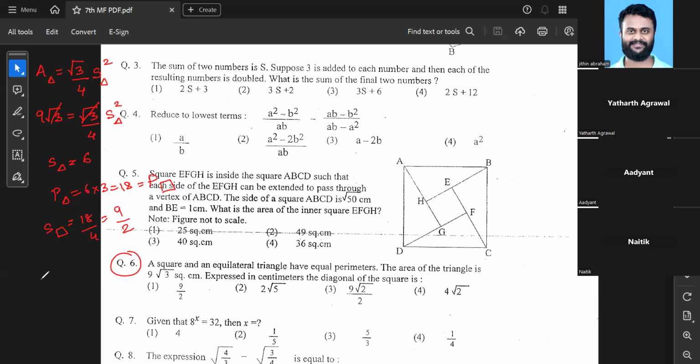Sir, so now the diagonal, will the answer be option 3? Yes, option 3 should be the correct answer because the diagonal is root 2 multiplied by the side of the square. So that gives you 9 root 2 upon 2. That's your answer, option 3.